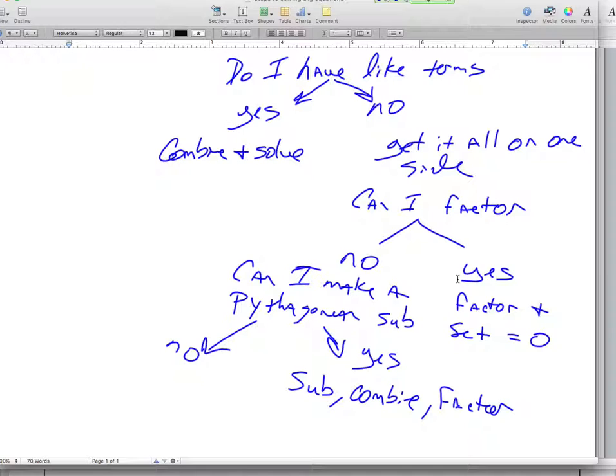then you put it on separate sides, square, substitute, put it all on one side, combine, and factor. And it should be understood that after I factor, I set it equal to 0 and finish that up.